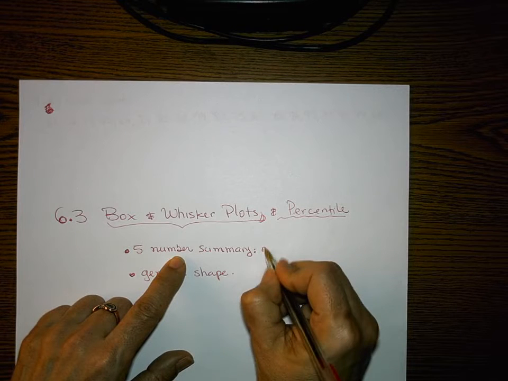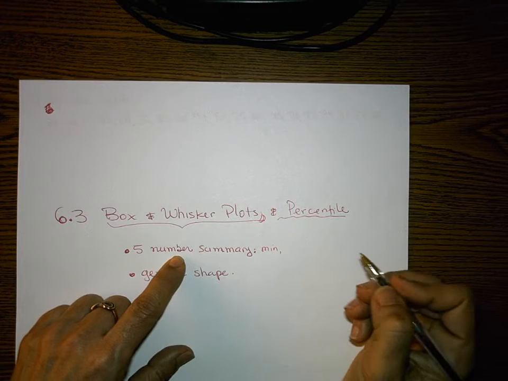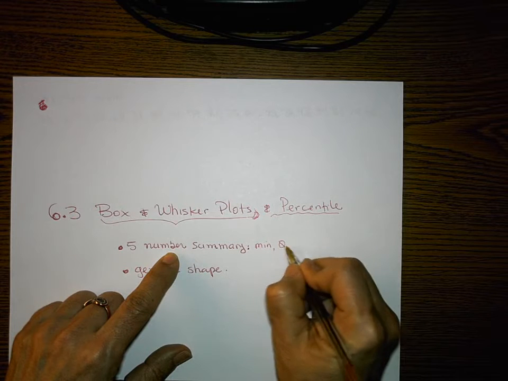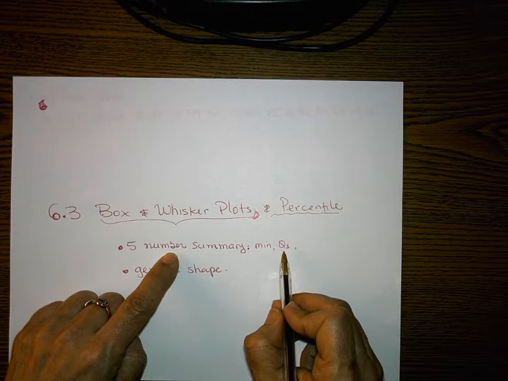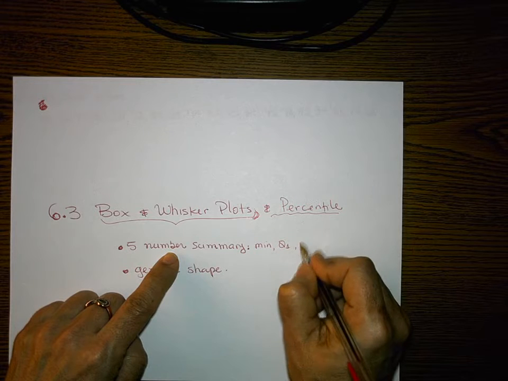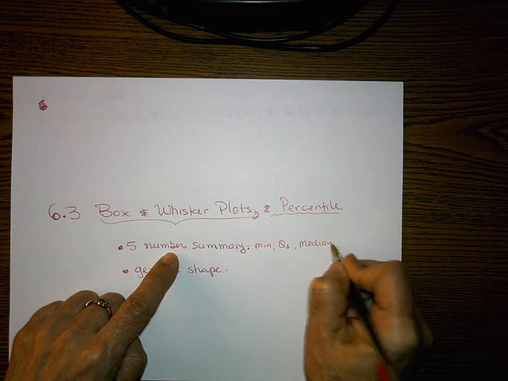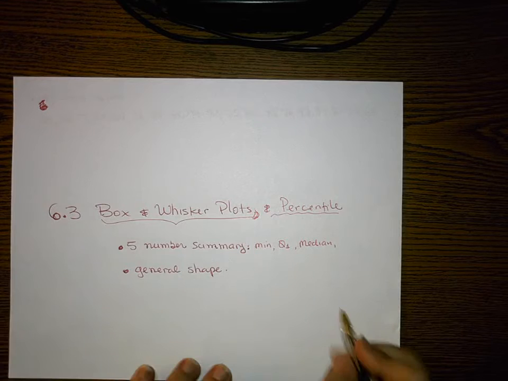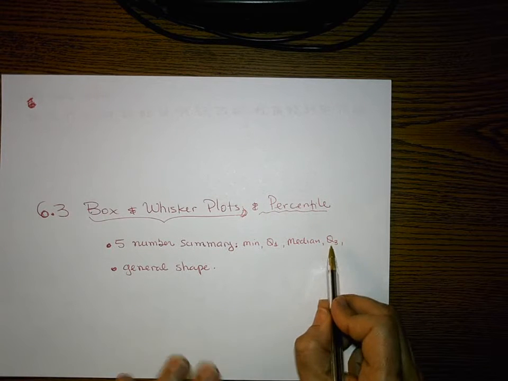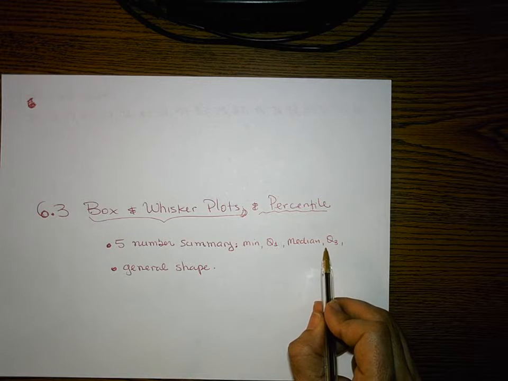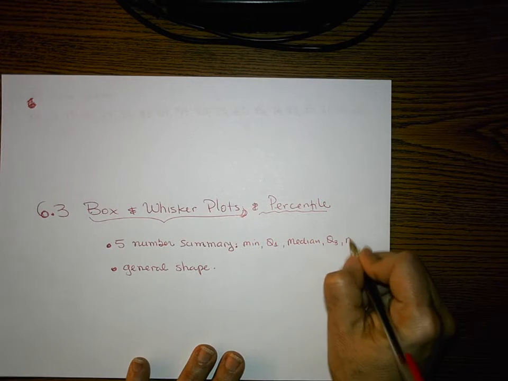So, the 5-number summary: I want the minimum, the smallest value. We want quartile 1, which is the middle of the bottom half, or the 25th percentile. And then we want the median, which is the middle of the entire data set. And then we want quartile 3, which is the middle of the top half. And then we want the max.